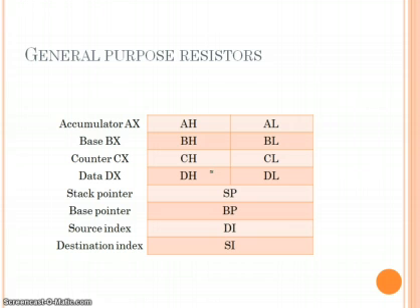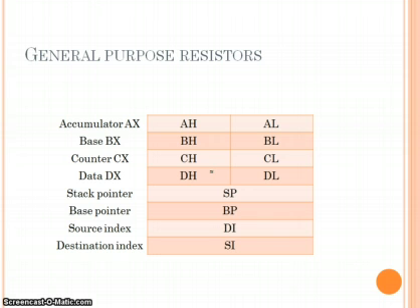We have general purpose registers. 8 general purpose registers are used in 8086: accumulator, BX register, CX register, DX register, stack pointer, base pointer, source index and destination index. The first 4 registers are 16-bit registers. Each register is divided into two parts of 8 bits each, that is, the AX register or accumulator is divided into AH and AL.